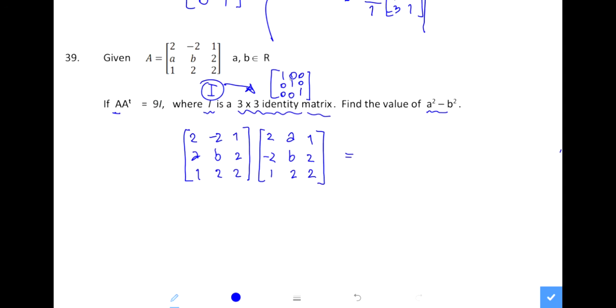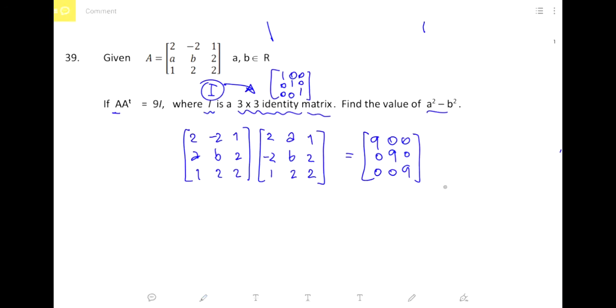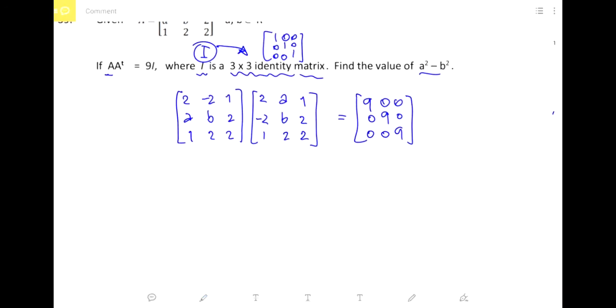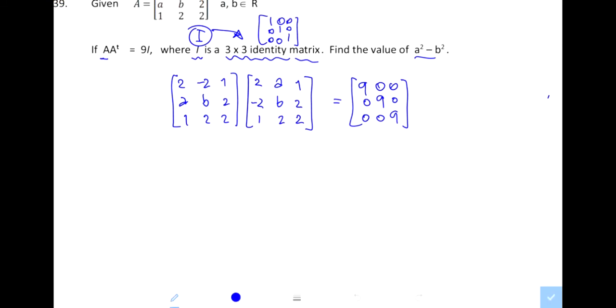So if I looks like this, 9 times I would just be 9, 9, and 9 along the diagonal, and then the rest are all 0 like this. Okay, now let's come to the matrices.